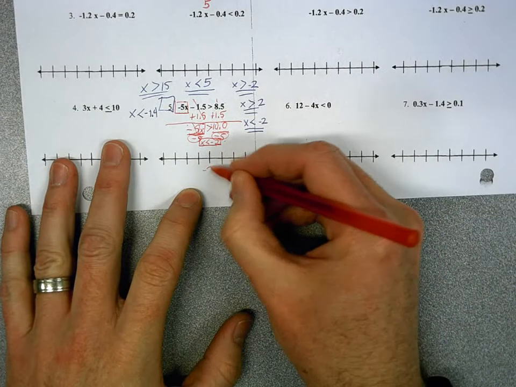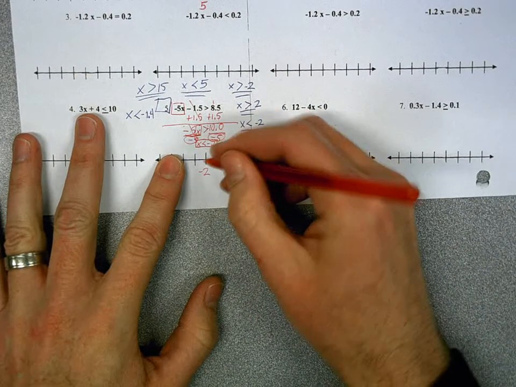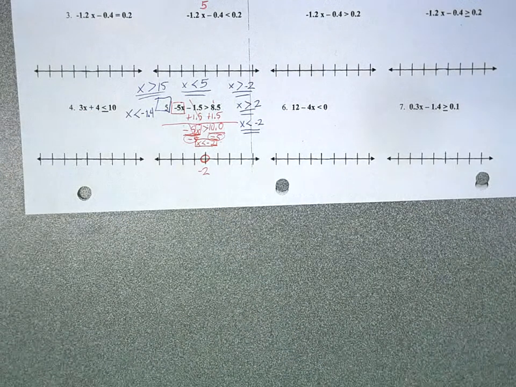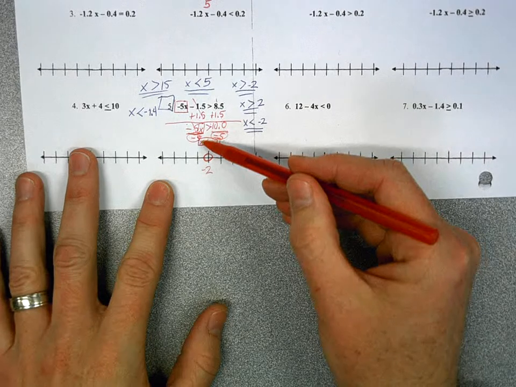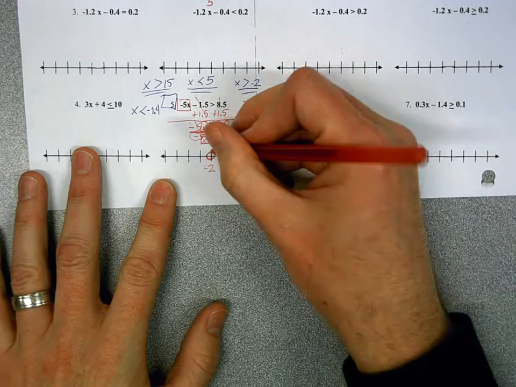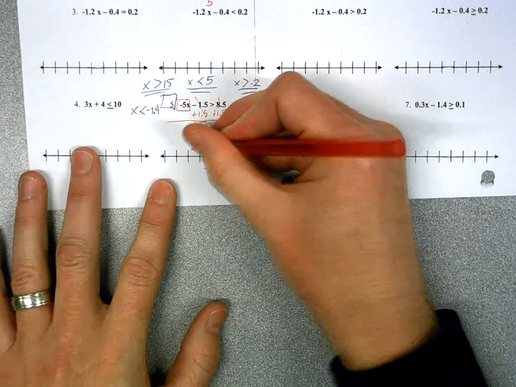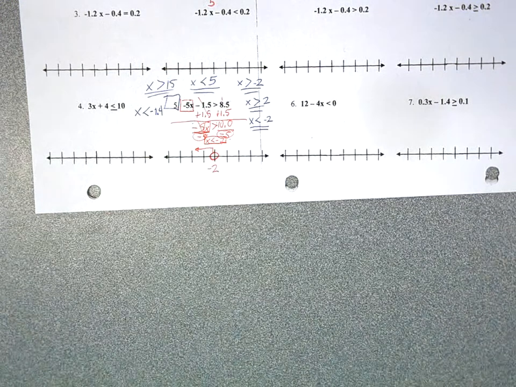There is no equal sign, so I put a circle. And the x is smaller because the alligator mouth is not eating it, so I point an arrow to the smaller numbers. And there's our graph. All right.